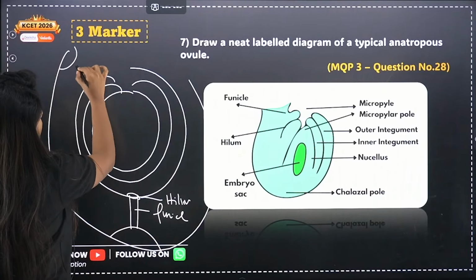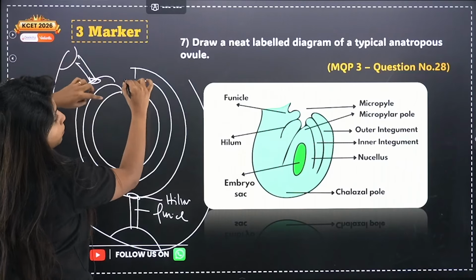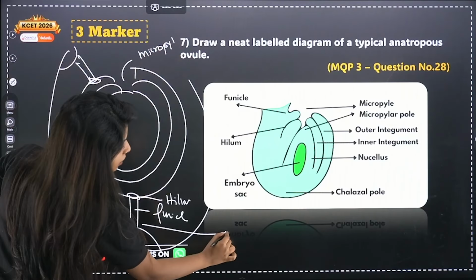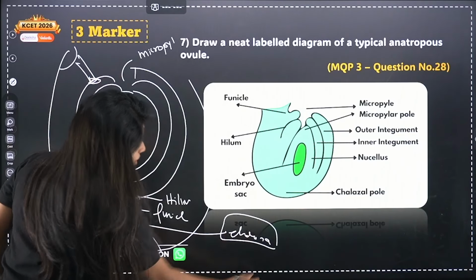Then you have the placenta over there, funicle over here, and hilum over here. This area where the integuments are not there, you call it the micropylar region, and the area opposite to the micropyle is known as the chalaza. It is known as the chalazal end, my dear children.